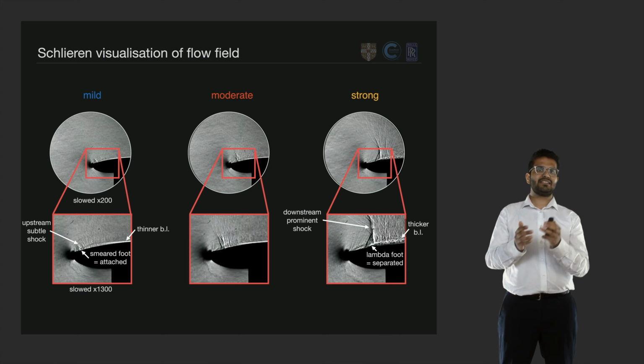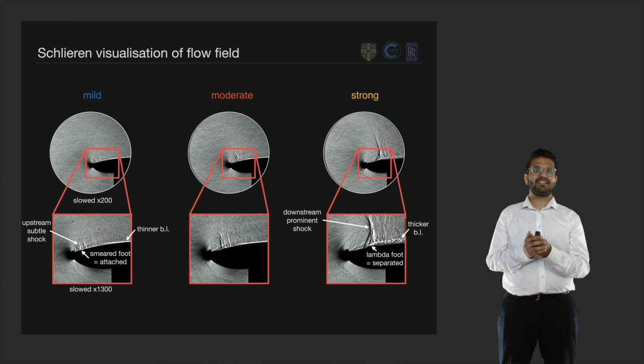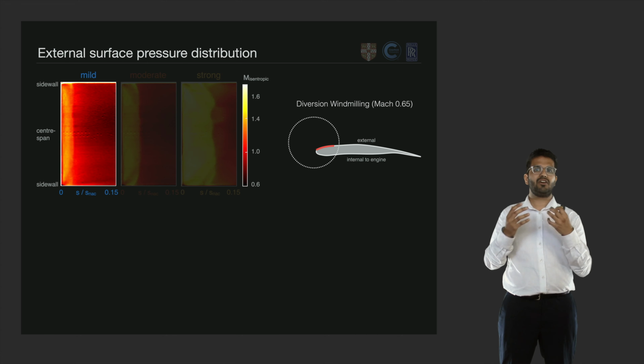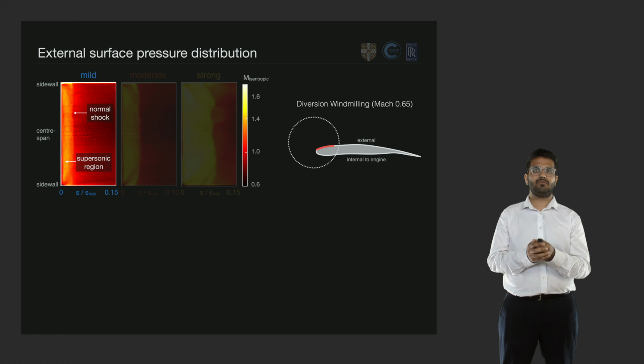Now, as the windmilling severity increases, we also see differences in the Mach number distribution on the external fan cowl surface, which we measure using pressure-sensitive paint. The first thing to say is this flow field is pretty two-dimensional across the wind tunnel span. We can identify the supersonic region and the terminating normal shock.